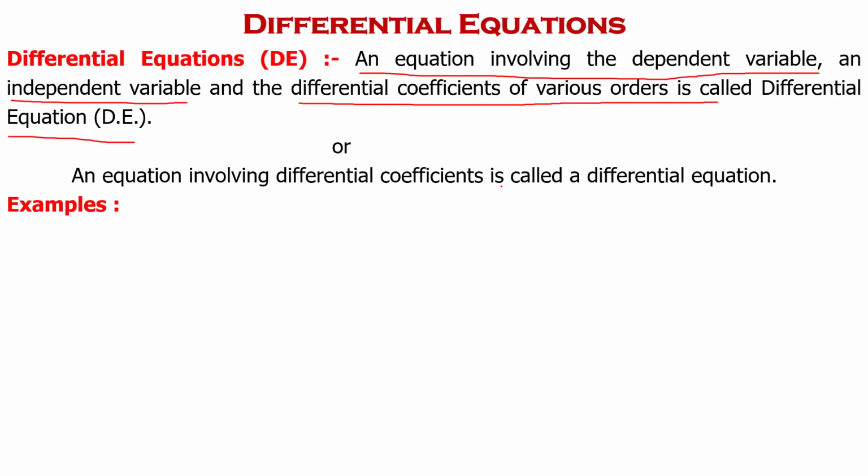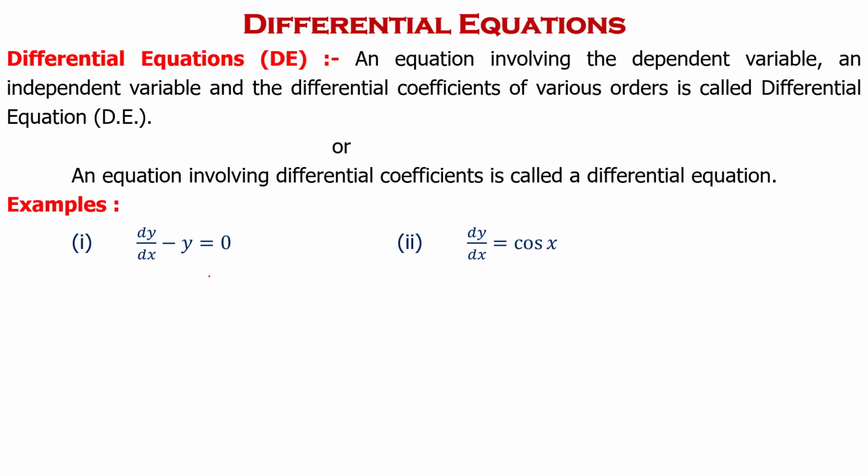For example number one, dy/dx minus y equal to 0. So now this is called a differential equation. Why? Because here y is the dependent variable, x is the independent variable, and dy/dx is the differential coefficient of y with respect to x. So this is an equation in which the dependent variable y, the independent variable x, and the derivative of y with respect to x are present. So now this is called a differential equation.